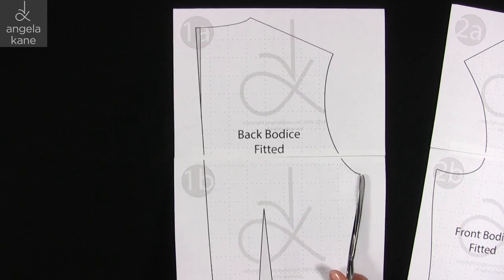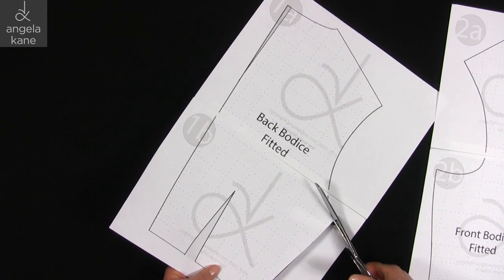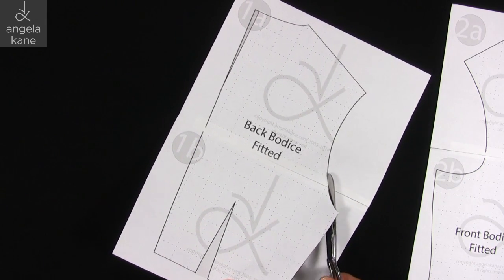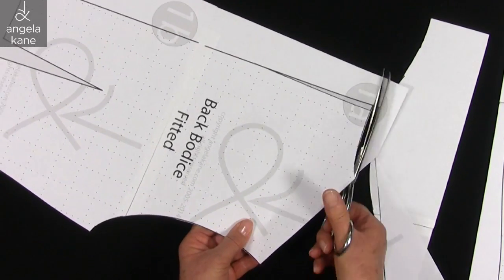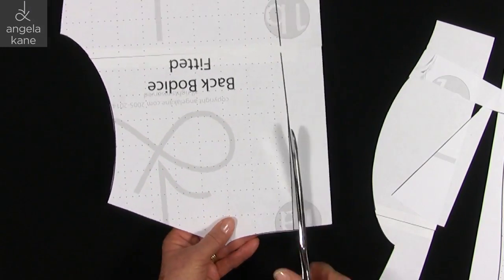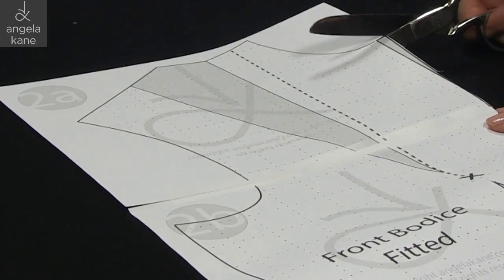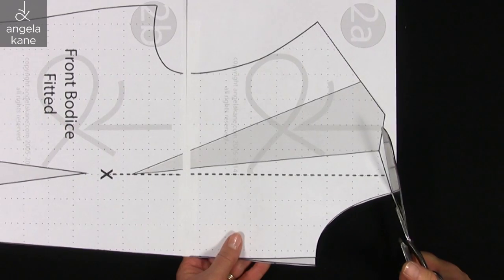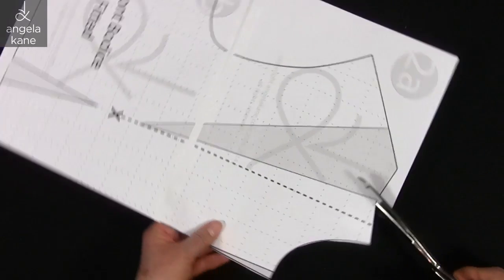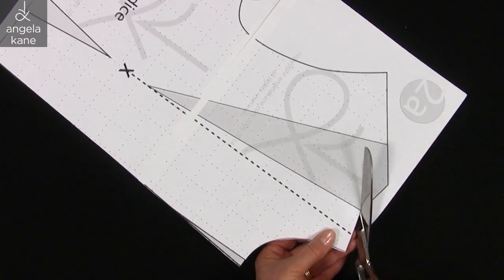I have printed and cut out my drafted block, but you will have yours drawn to your own measurements on some pattern paper of some sort. If you haven't got around to drafting your own block, you will find this example on my site angelakane.com, a free PDF, so print it off and play around with it. You'll get an idea of the technique and the potential.